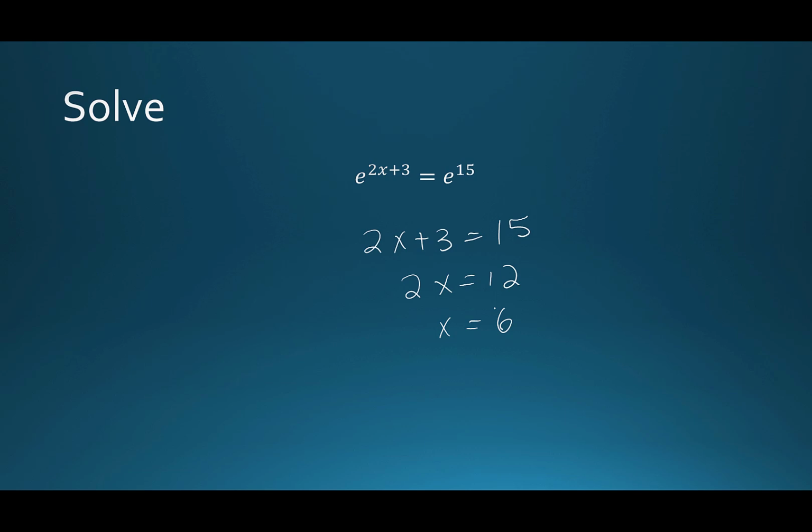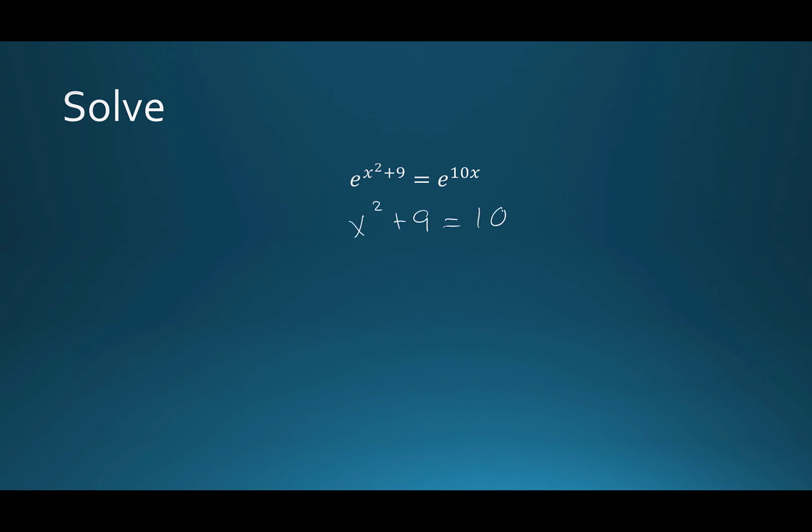So the e is just kind of setting the stage. It is the base of our equation, but that e could have been a pi or the square root of 2. It doesn't matter. We're just making sure the left and the right are the same. So let's try a little bit bigger with e. I have e to the x squared plus 9 is equal to e to the 10x. The first thing I do is drop the e. I have x squared plus 9 is 10x.